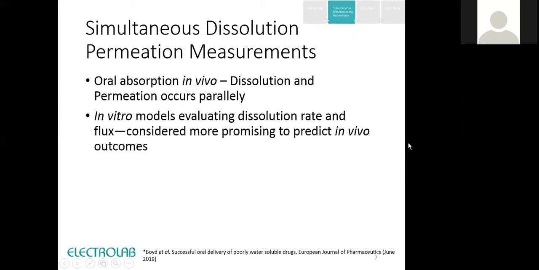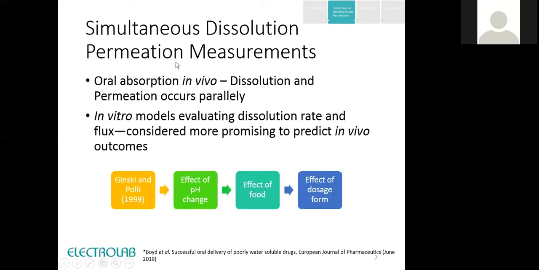So when we say simultaneous dissolution and permeation measurements, as the name suggests, it involves measuring the API dissolved and the API permeated concomitantly or simultaneously. In vivo, both these processes occur in parallel, or simultaneously. In vitro models evaluating dissolution rate and flux are considered to be more promising to predict in vivo outcomes, and a lot of literature data is available stating this.